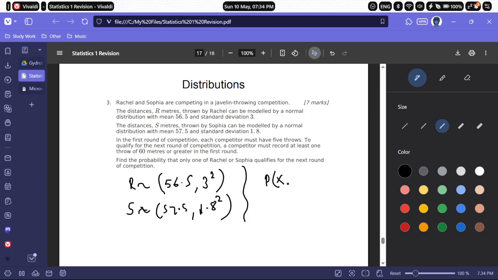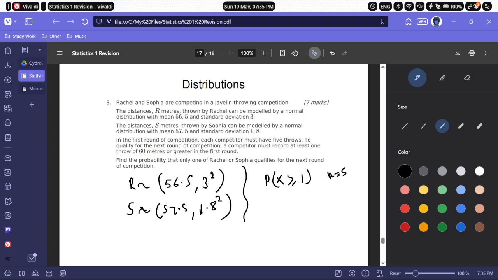So first, you're finding out the probability that X is greater than or equal to 1, where the number of throws is 5, so the total number is 5. Okay, we'll keep that in mind.